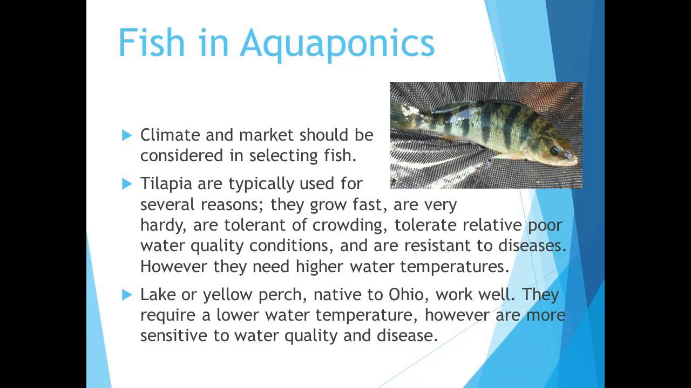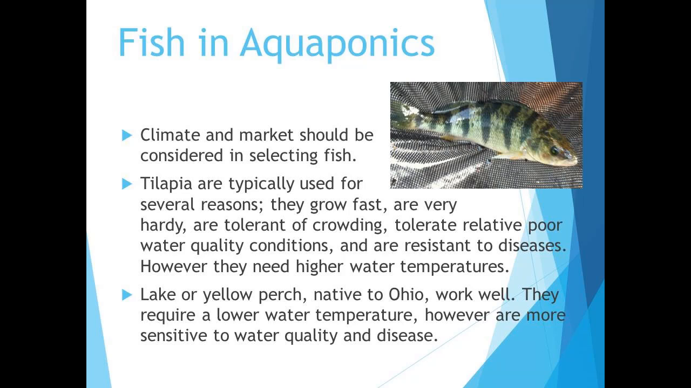Tilapia are tolerant to the water quality conditions changing. From what I understand, they're kind of like goldfish. But they need that higher water temperature, and in Ohio it's very expensive to heat fish tanks of water, especially if you're using an aquatic tank heater. Yellow or lake perch are native to Ohio, so they're used to our cold winters.